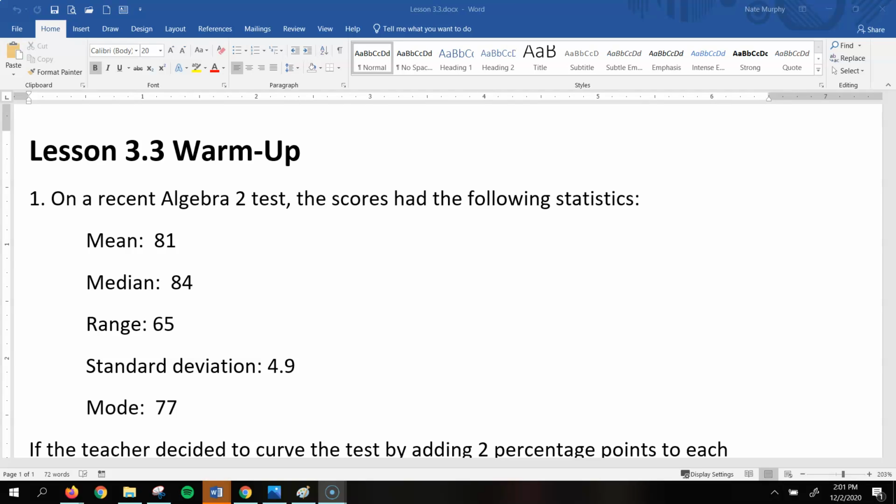Now, it's a relatively simple concept, so it should be something easy for you to do. But there is a question in this warm-up that's kind of a review of summation notation, and you're going to see a question like this in your assignment. So that's why I have it in the warm-up here.